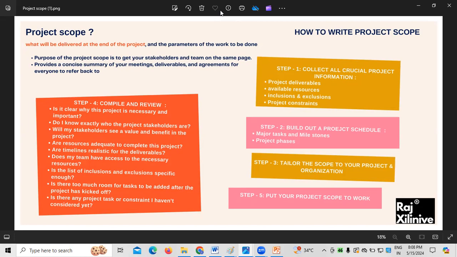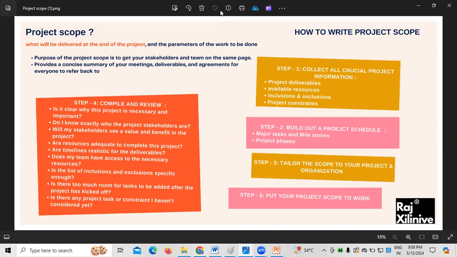This is nothing to do with data migration, Nidhi. It can be a data migration project or any other project. It's a general BA skill, basically. These are the steps you have to follow. The first step is to collect all the crucial project information. If you want to collect crucial project information, first you must know about the project deliverables.